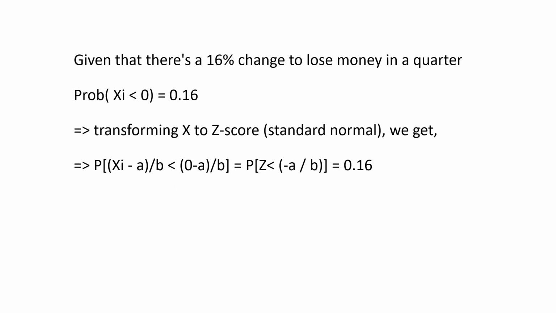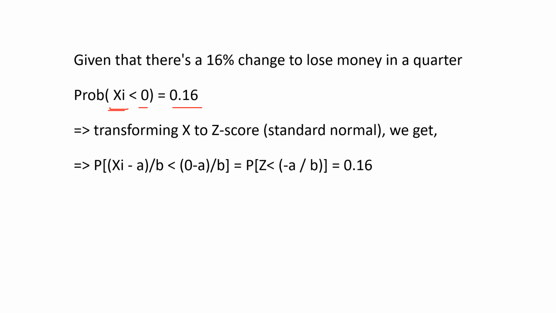We are given that there is a 16% chance to lose money in a quarter. So that means the probability of xi being less than 0 is equal to 0.16. xi is our return in quarter i, and a negative return means we are losing money. So that probability is 16%.